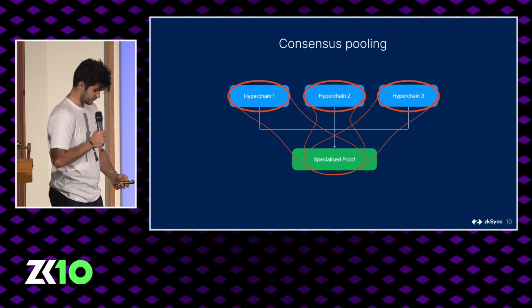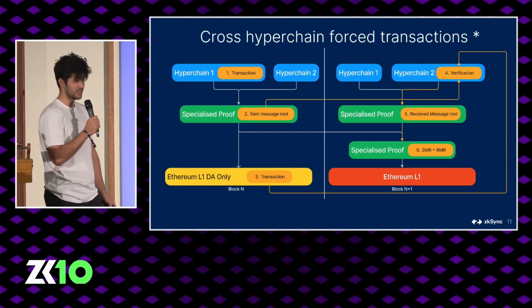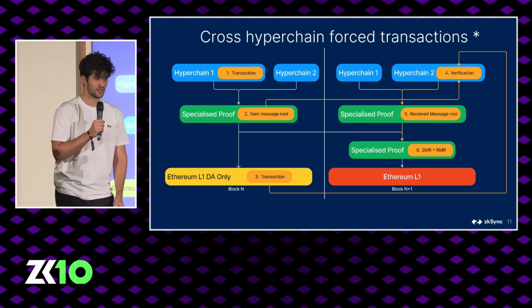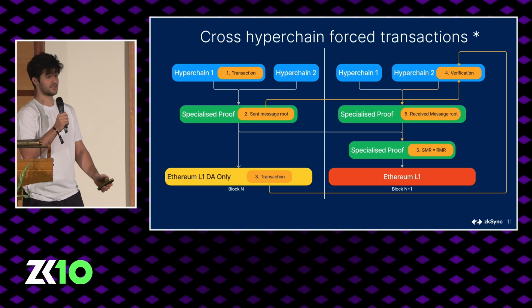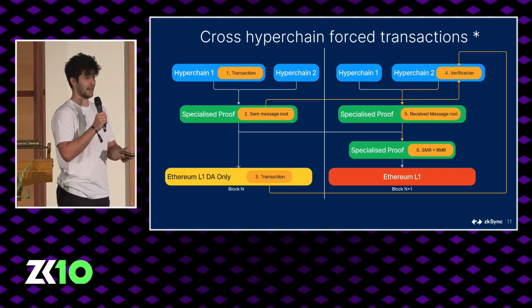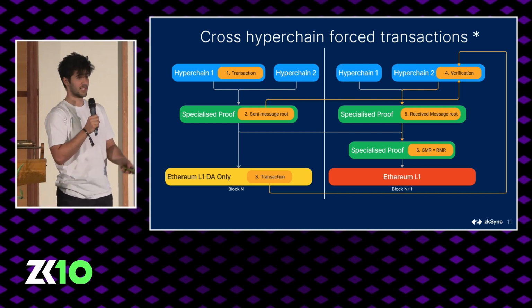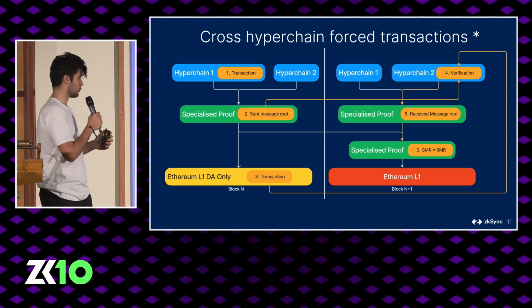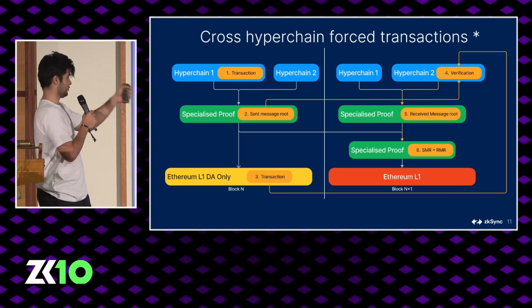So finally, I would like to cover one last topic, which is cross-hyperchain forced transactions. This will be very important in the future because if we have 100,000 TPS, then censorship resistance from the L1 will be very expensive because the layer 1 will only be able to process a certain number of transactions. So it's very important to have forced transactions going from one hyperchain to another.